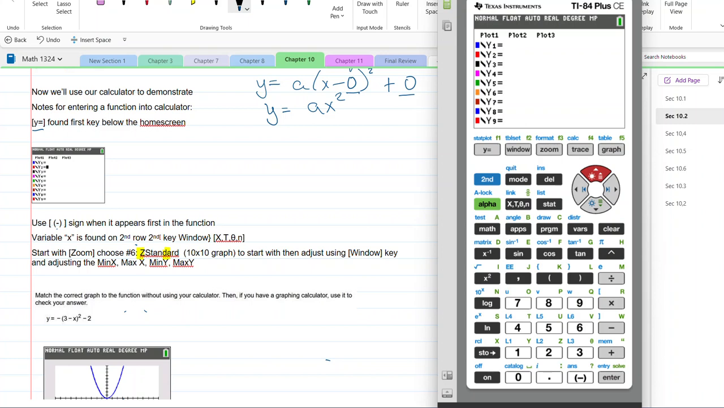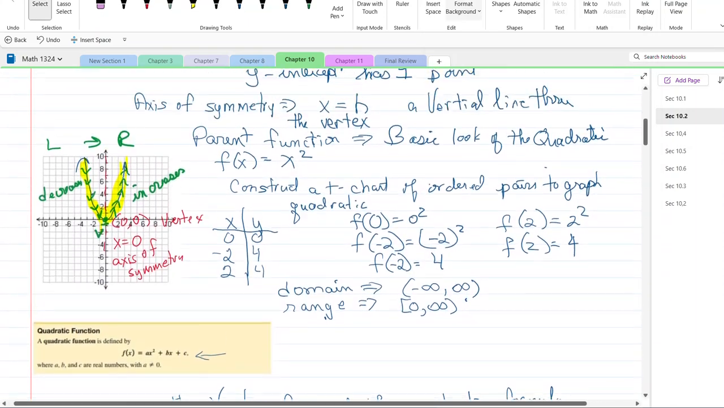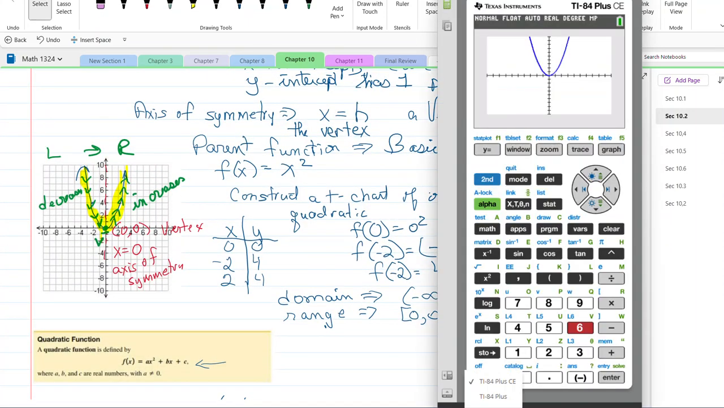Then we're going to remember that this key right here is negative. Second row, second key is the variable. So we want to enter our x variable, and then we do the x squared on it. And then we're going to do something interesting. We're going to hit the zoom key and hit 6, because I work with this all the time. Well, now let me come back over here and we can view what we did.